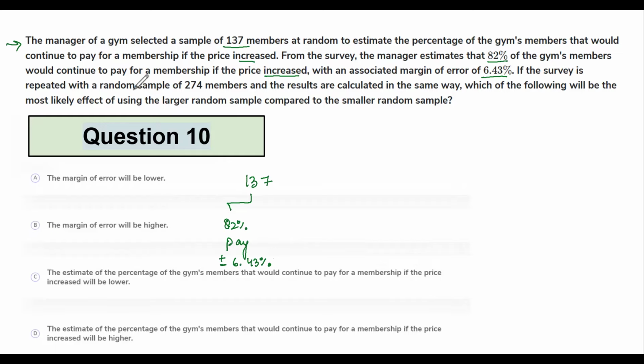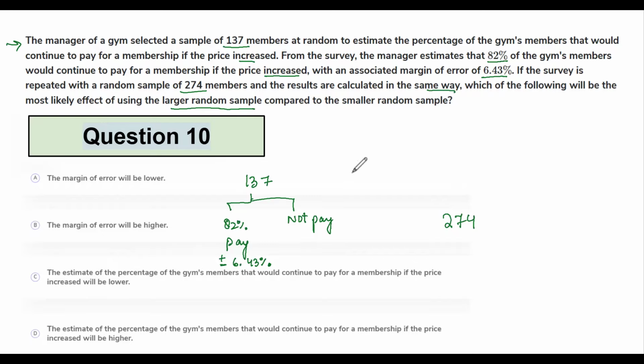If the survey is repeated with a random sample of 274, now they are doing another survey with 274 people and the results are calculated in the same way. Which of the following will be the most likely effect of using the larger random sample compared to the smaller random sample?